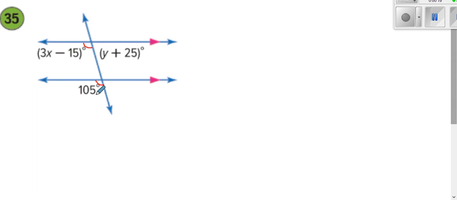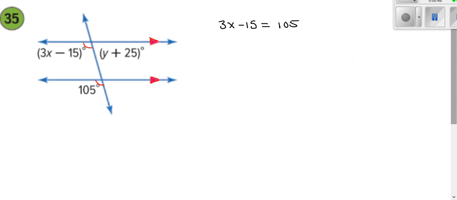One's inside, one is outside. They correspond to where they're at in their placement amongst this grouping of four. So these are corresponding angles. And corresponding angles, if the lines are parallel, which they are, will be congruent. So that means that the 3x minus 15 is going to be equal to the 105. They're congruent, which means they have equal angle measurements.